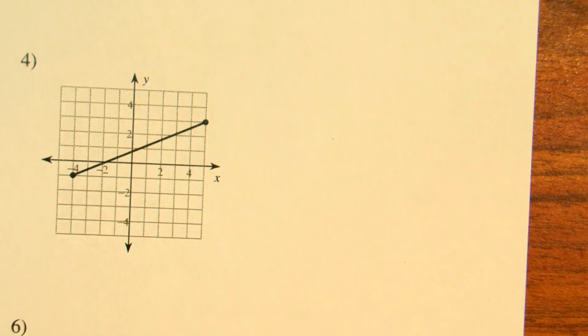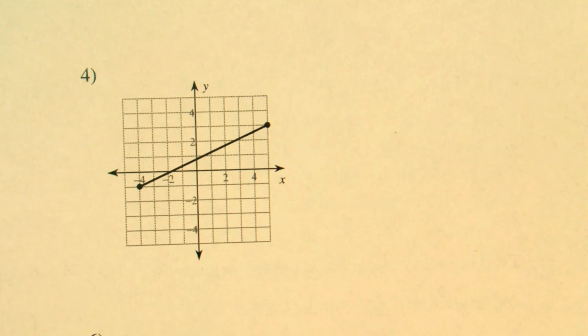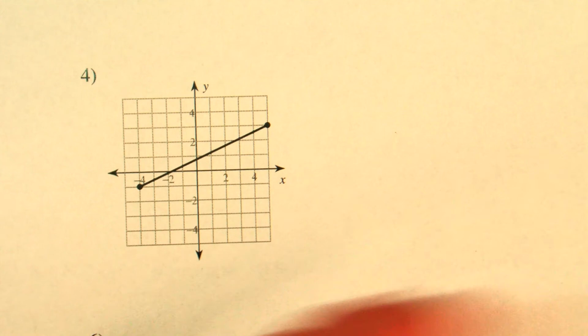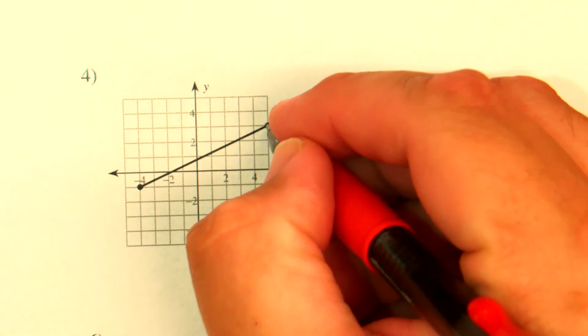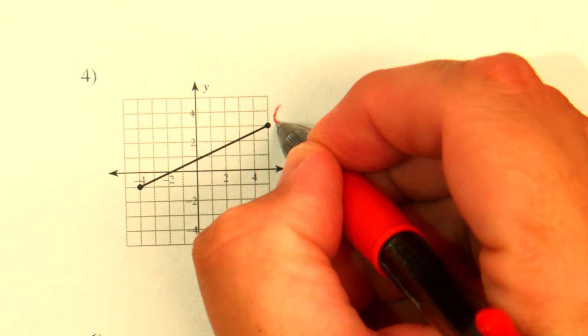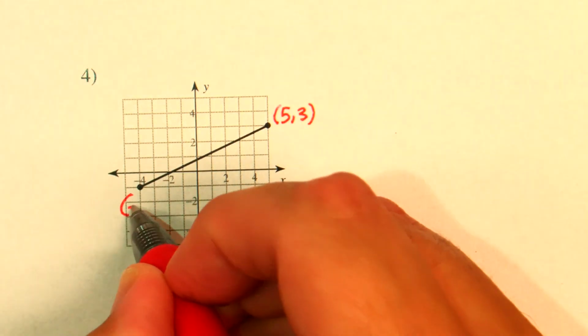Let's do number 4. Number 4 is, where's the middle going to be? It doesn't go nice and neat through any single point. So we're kind of out of luck when it comes to that. So we have to figure out our endpoints. That one's 5, 3. That one's -4, -1.